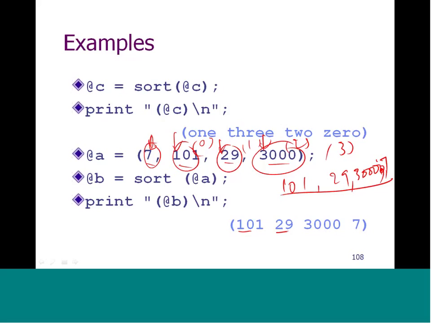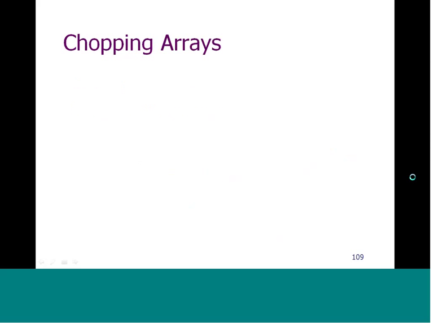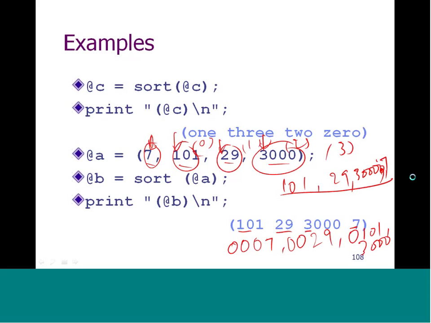So the final answer is that it only did the first digit sort, the remaining ones it leaves open. So to achieve the real sort, what we need to do is prepend with zeros, for example. So make everything like 4-digit numbers. So basically 0007, and then 0290. Actually, we need to put one more: 0029, 0101, and then 3000. If you do this, then this order will be maintained, and this is what we are getting as a result. Okay, so I think this is an interesting example as to how to do the sorting.